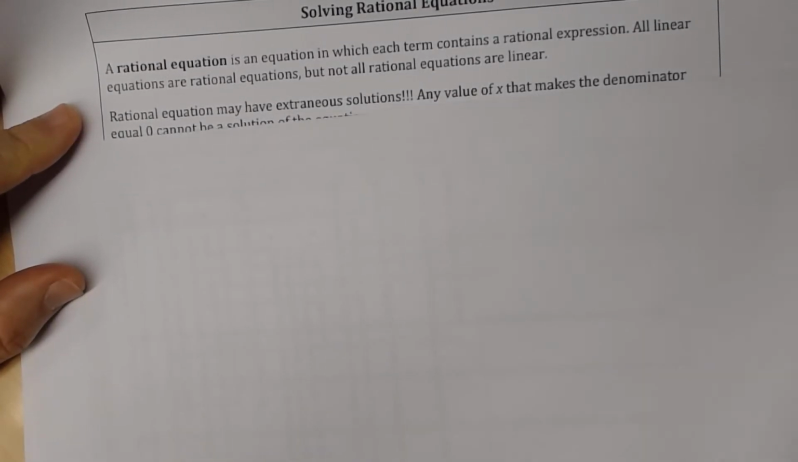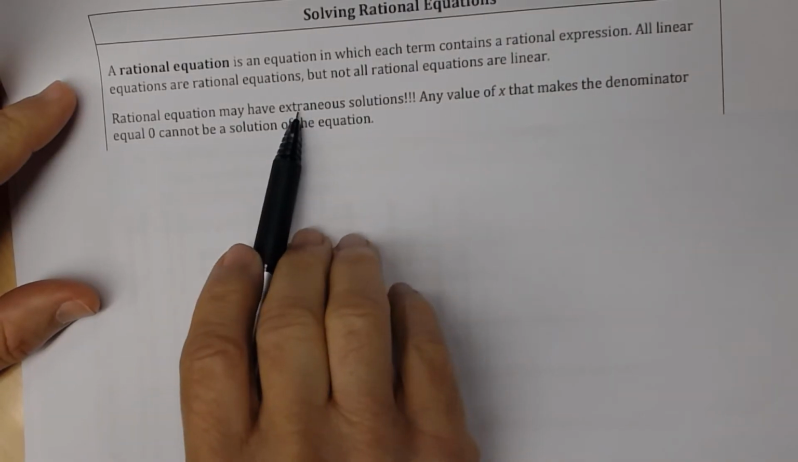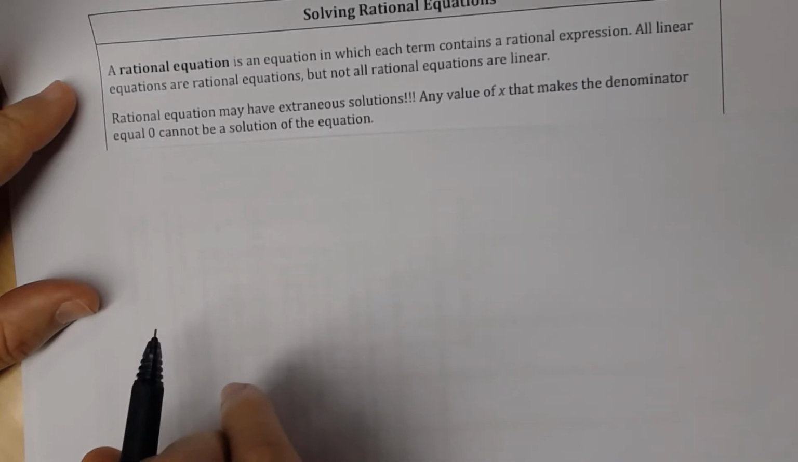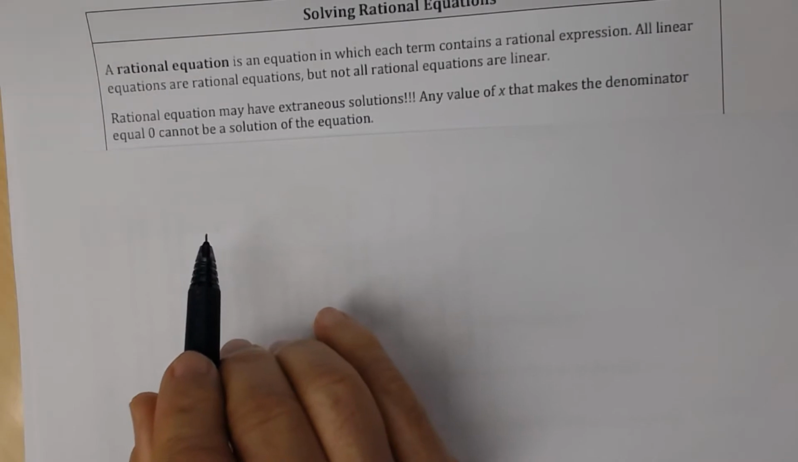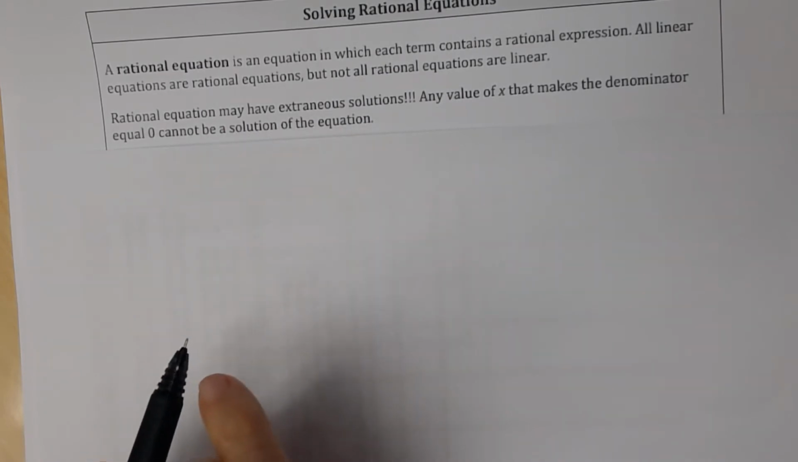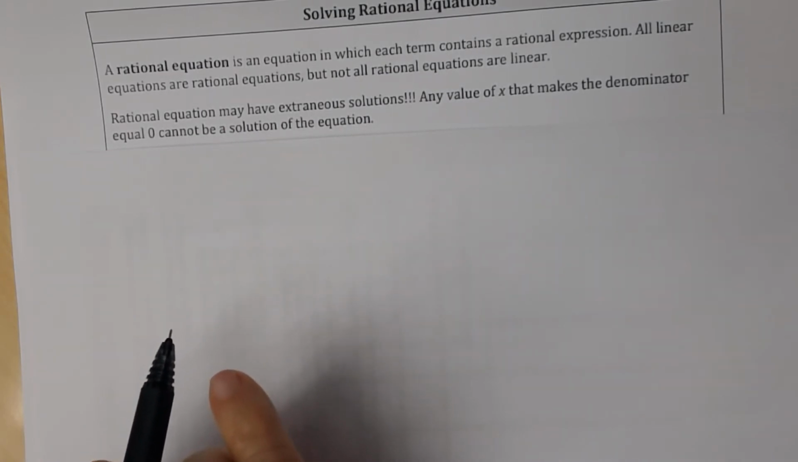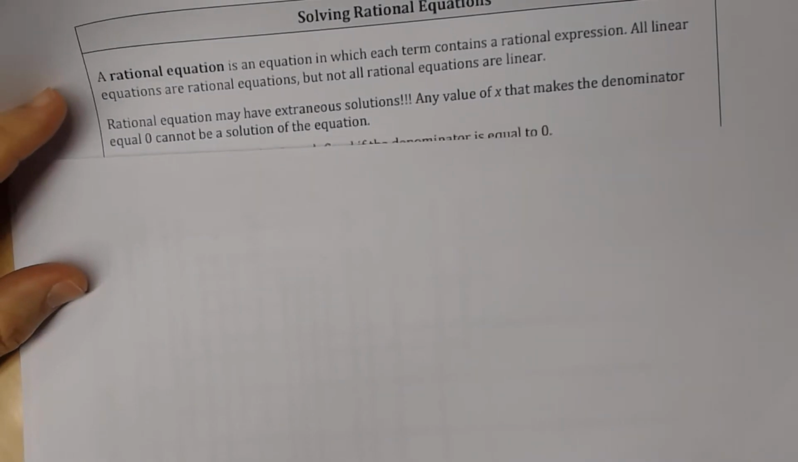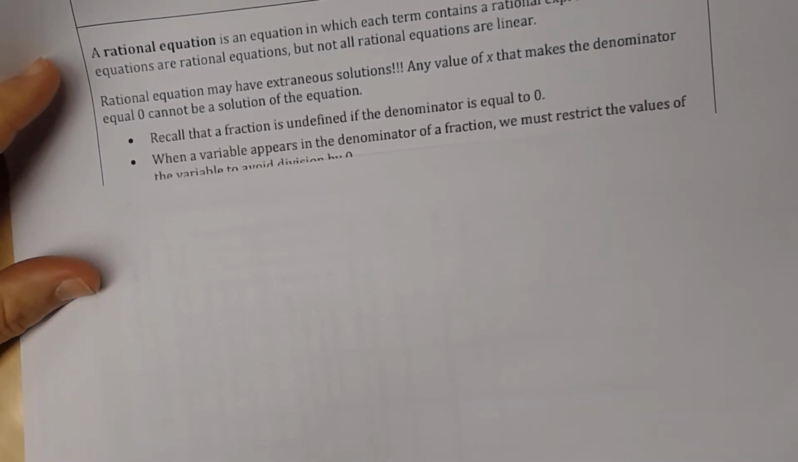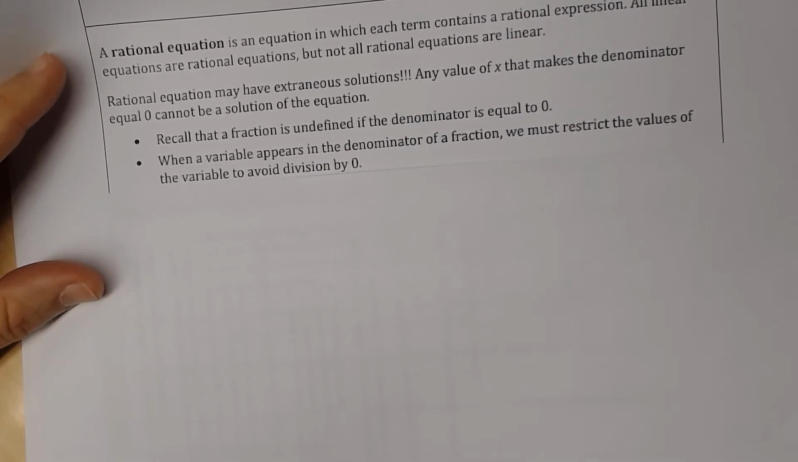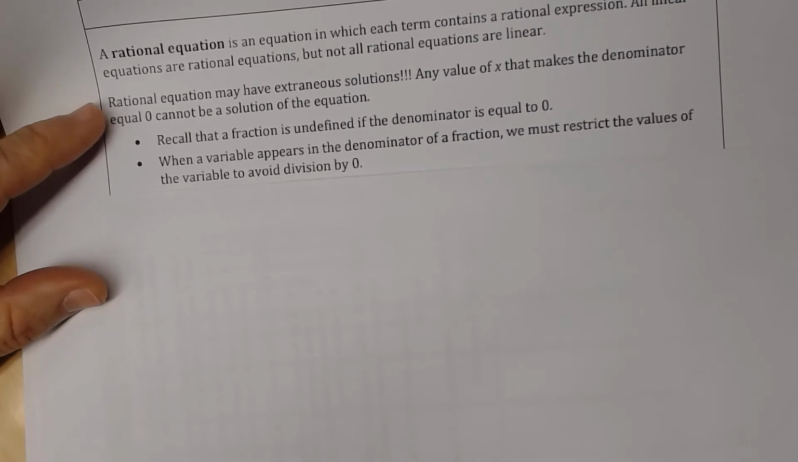Now, rational equations may have what are called extraneous solutions. E-X-T-R-A-N-E-O-U-S. Extraneous solutions. Basically, just think of them as false solutions. Any value of x that makes the denominator equal to 0 cannot be a solution to the equation. So that would be an extraneous solution. As we go through this, we're going to talk about extraneous solutions again. Now, recall that a fraction is undefined if the denominator is equal to 0. And when a variable appears in the denominator of a fraction, we must restrict the values of the variable to avoid division by 0. So that was the discussion we just had.